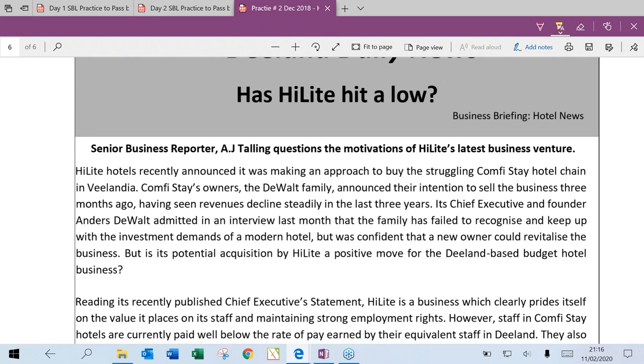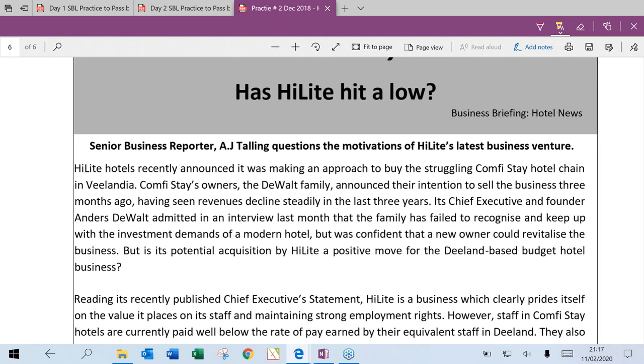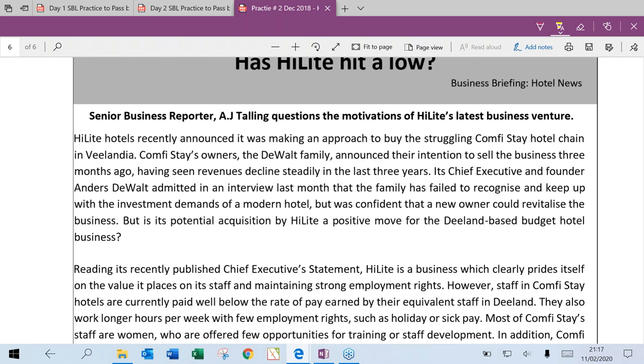Has Highlight hit a low? So while I read, I will try and identify the negative points, the criticism which the media has made, so that I can draft my responses. Highlight Hotels recently announced it was making an approach to buy the struggling Comfy Stay Hotel in Vilandia. Comfy Stay's owners, the DeWalt family, announced their intention to sell the business 3 months ago, having seen revenues decline steadily in the last 3 years. Its chief executive and founder, Anders DeWalt, admitted in an interview last month that the family has failed to recognize and keep up with the investment demands of a modern hotel, but was confident that a new owner could revitalize the business. But is its potential acquisition by Highlight a positive move for the Dlan-based budget hotel business?